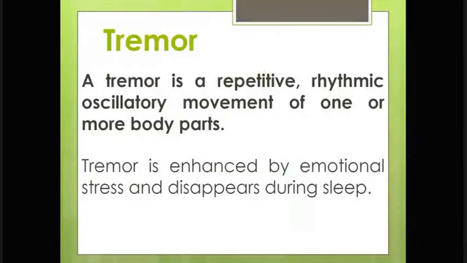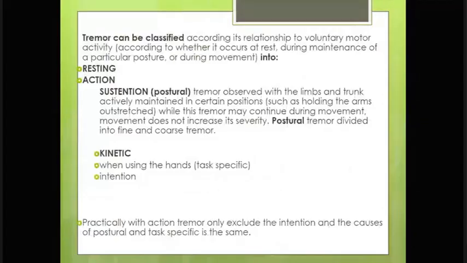Okay. As the Americans say, let's cut to the chase. I will take the movement disorders one by one and start with the most common one, the tremor. A tremor is a repetitive, rhythmic, oscillatory movement of one or more body parts. Tremor can affect the head, can affect the lower limb, but mostly the upper limb. Tremor is enhanced by emotional stress and disappears during sleep.